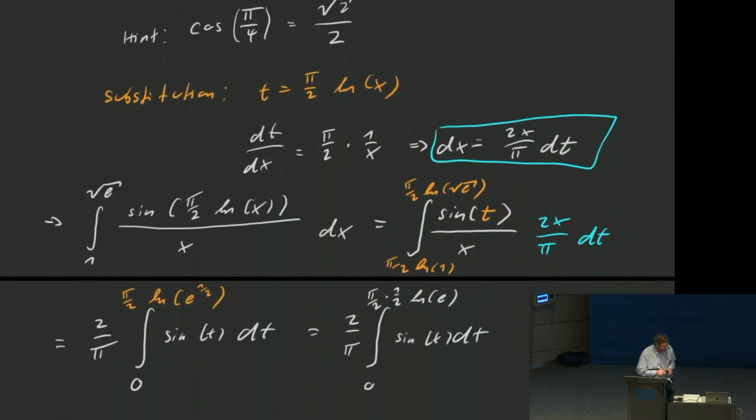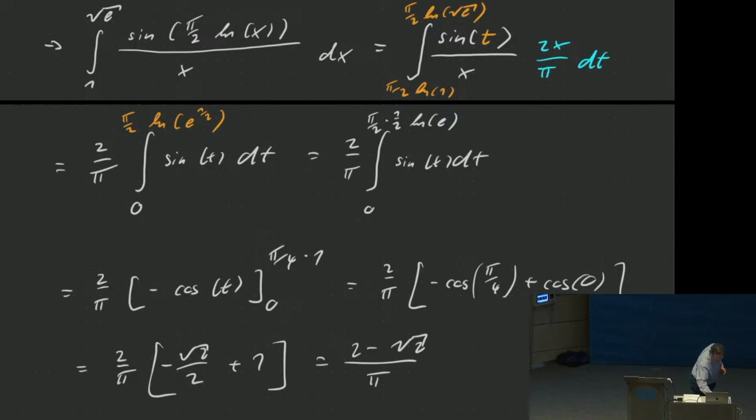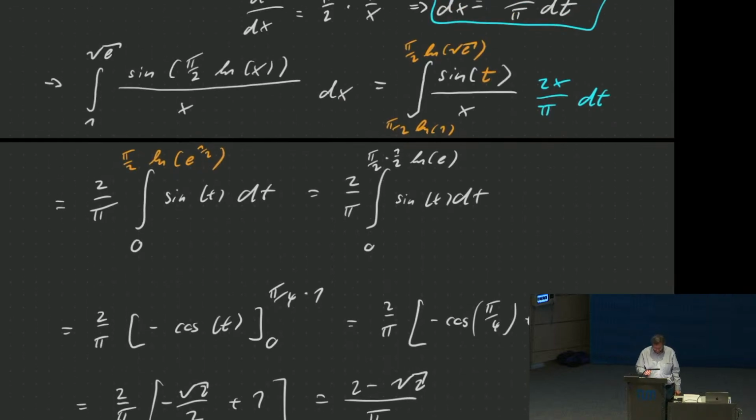Okay, any other questions that I can answer? Why the signs? Where are the signs? All right, so the question is, what about those signs? I'm guessing you're referring to those here, minus cosine of pi/4 plus cosine of 0.